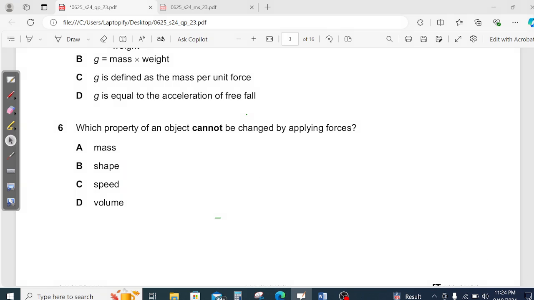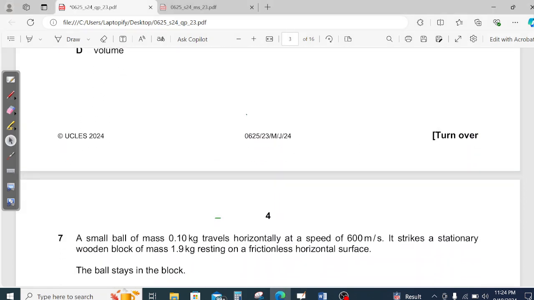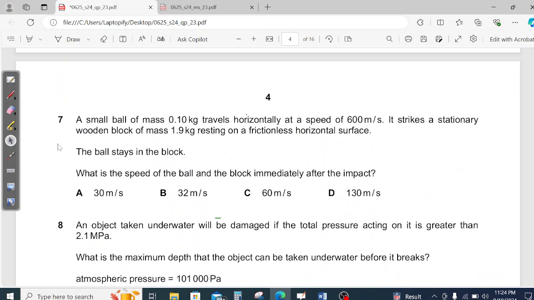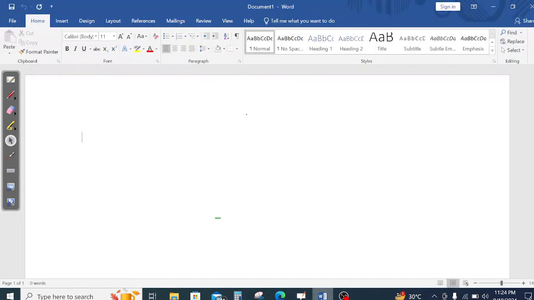Now moving towards question number 7. A small ball of mass 0.10 kg travels horizontally at a speed of 600 meters per second. It strikes a stationary wooden block of mass 1.9 kg resting on a frictionless horizontal surface. The ball stays in the block. What is the speed of the ball and the block immediately after the impact? You have to understand this one. I will solve this on the word file.